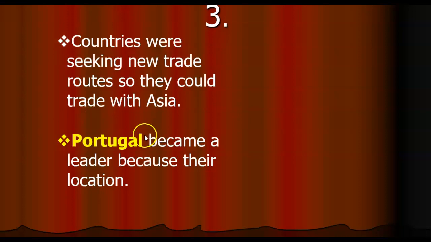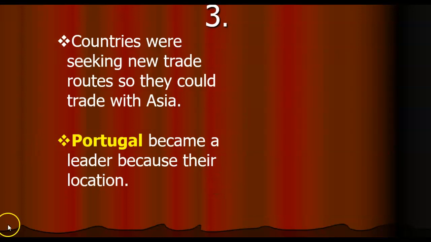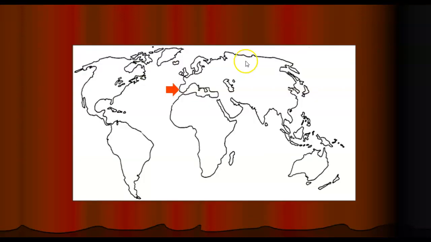Portugal becomes the leader because of their location. So let's take a look. Down here you can sort of see Portugal is right here. So they are actually the world leader in the late 1400s of sea navigation. The map here shows you with the arrow, that's where Portugal is. And I'll just share a few places that they find. Okay, the Cape of Good Hope, the southernmost part of Africa, is discovered.